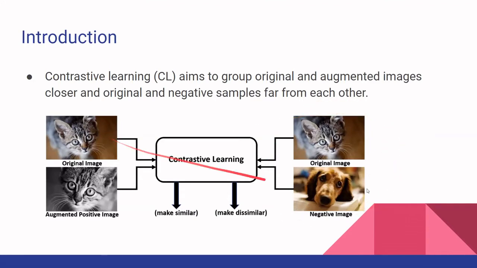And usually this is achieved by sending each of these pairs into a neural network, an encoder that converts these pairs into feature maps or feature vectors. And then some similarity metric, for example, cosine similarity, would be used to group the images in a positive pair closer together and the images in a negative pair further apart.